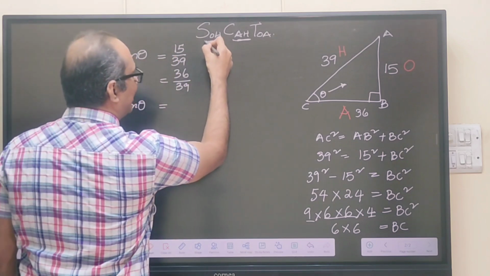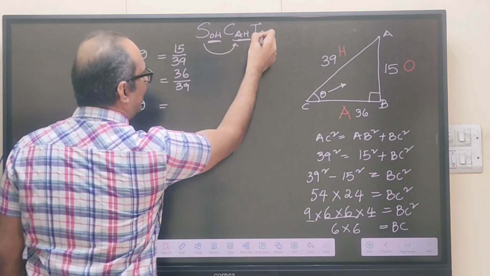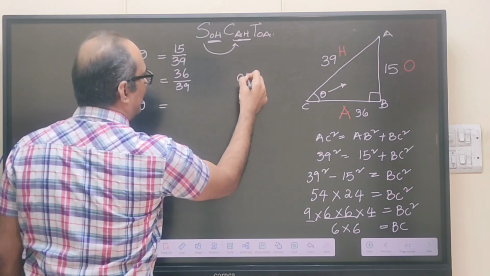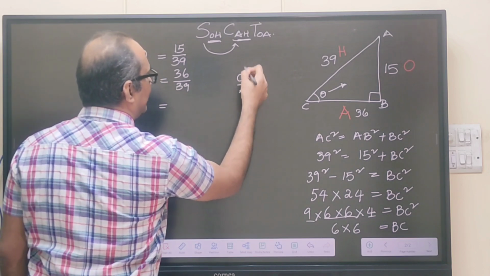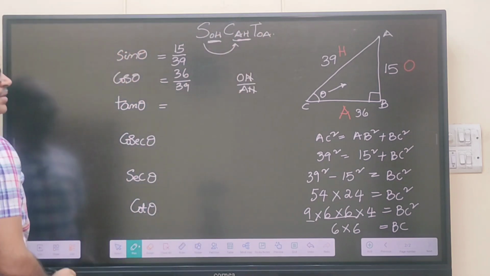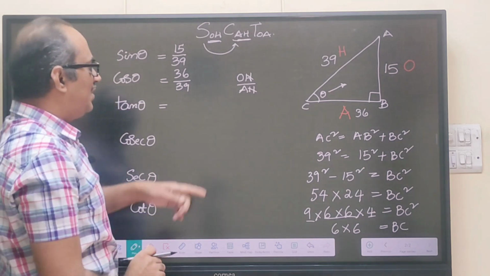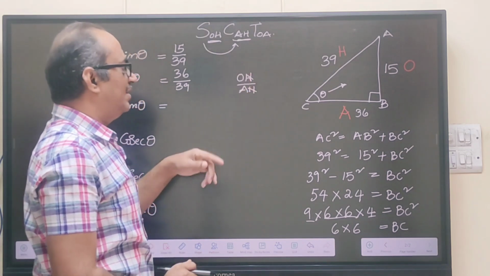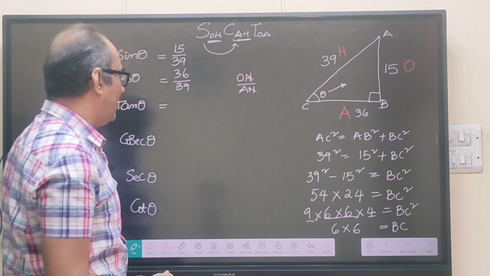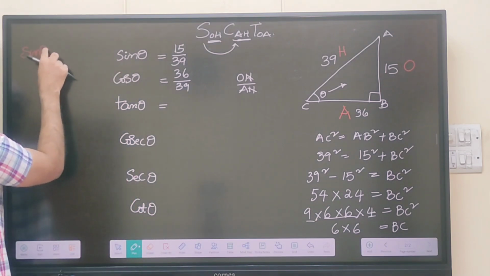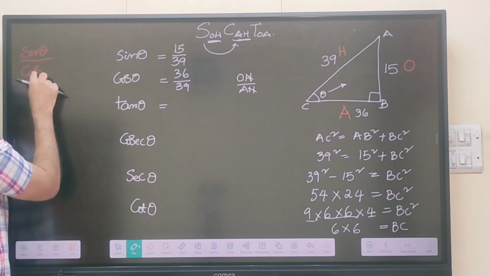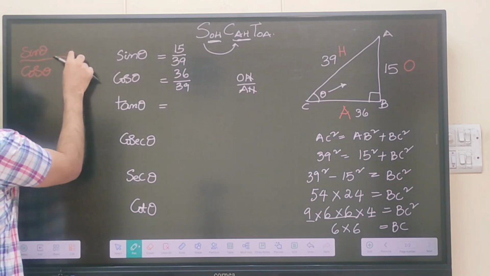Are you able to understand that sine by cos is giving tan? Because OH divided by AH, H cancels, you get O by A. So basically O by A, opposite by adjacent, is tangent, that is nothing but sine theta by cos theta. So we remember that sine theta by cos theta equals tan theta.